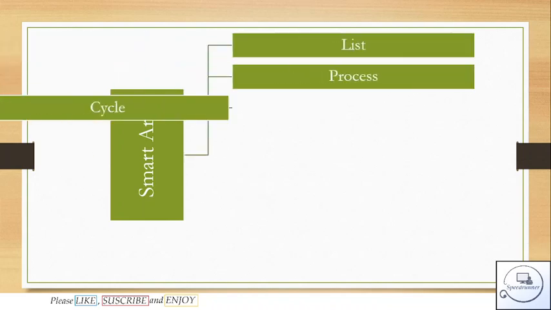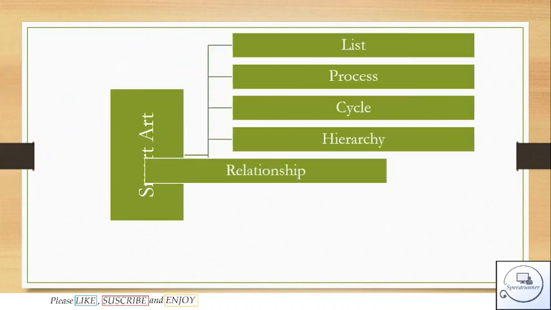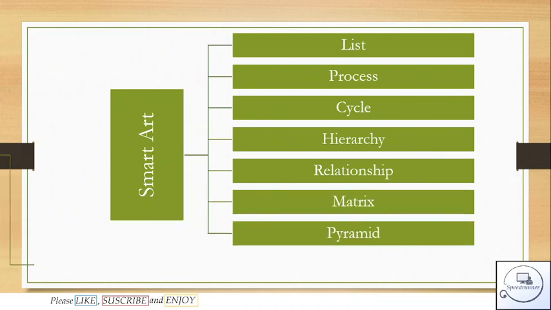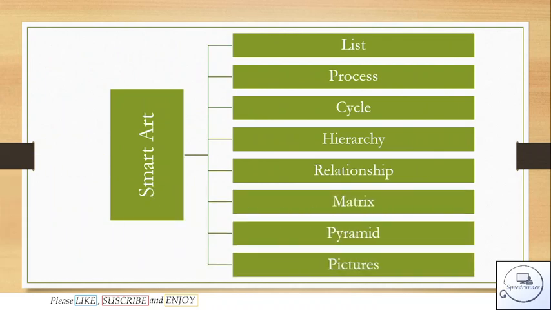First is a list, then we have process, cycle, hierarchy, relationship, matrix, pyramid, and pictures. Now let us see the first one. The first one is the list. It is used to list out all the items. Let us see this in Excel.